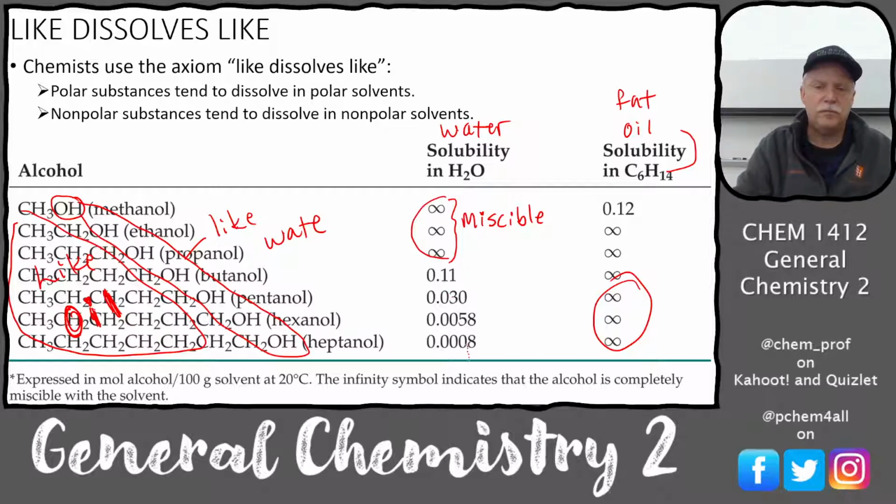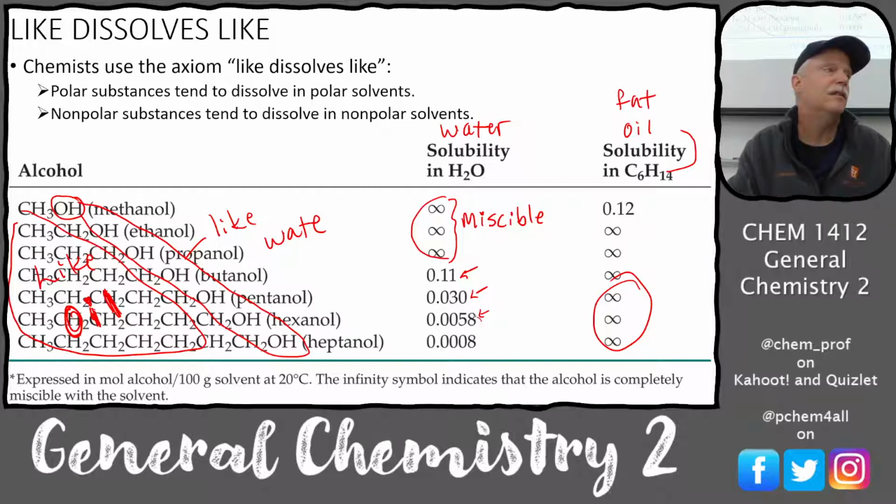Okay. And it's not an either-or. Butanol is kind of soluble in water, okay, but then pentanol is less soluble and hexanol is even less. So it's kind of a smooth transition in these alcohols.